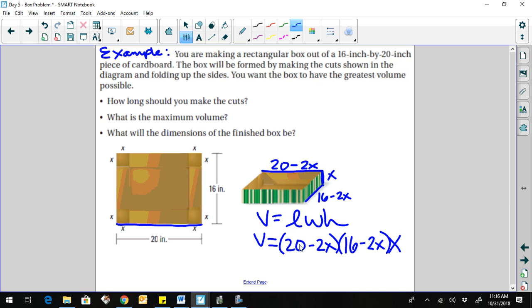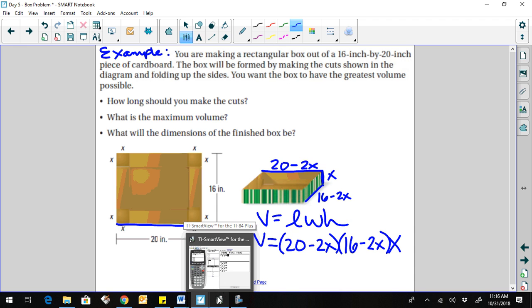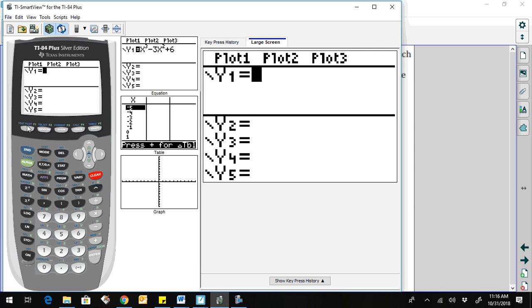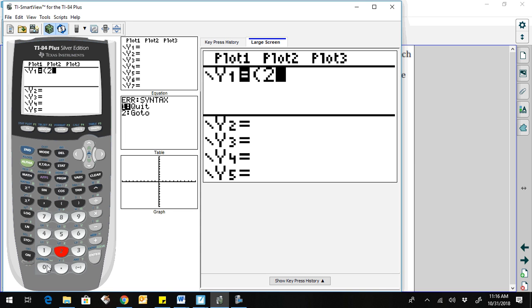So we are multiplying those together to get the volume. Now at this point we could FOIL this all out, but our calculator can do that for us. So let's just go to our calculator and plug this in. So go to your calculator, press y equals, in parentheses we're going to plug these in. So 20 minus 2x, parentheses, next one, 16 minus 2x, and then times x.